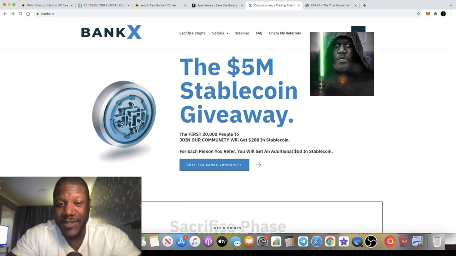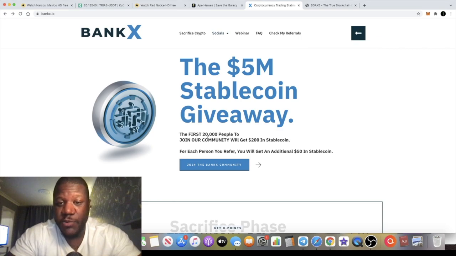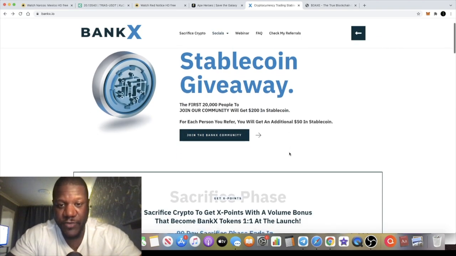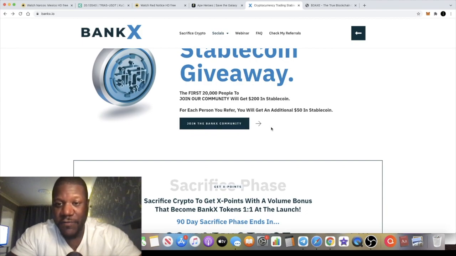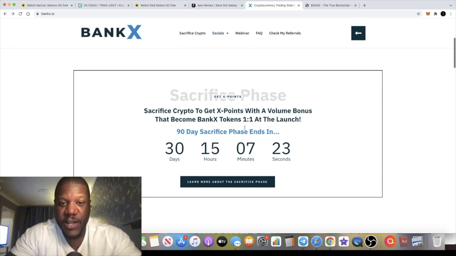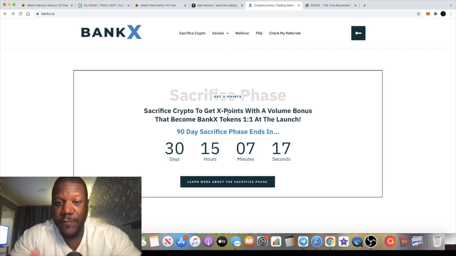This is Bankx, and the first 20,000 people to actually join the community will get $200 in stablecoin. All right, guys. And you can refer people and get an additional $50 in stablecoin. But the sacrifice phase is taking place. And of course, this is done through Ethereum. So there are associated fees with this.